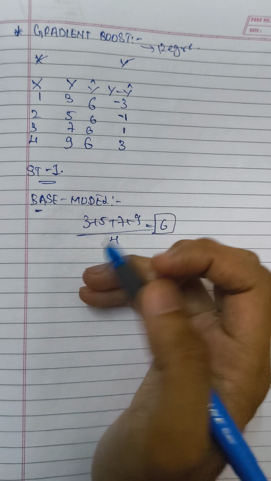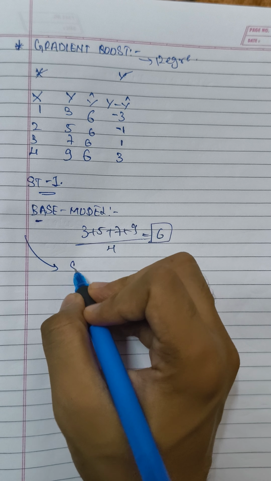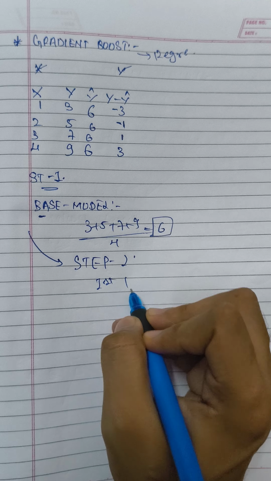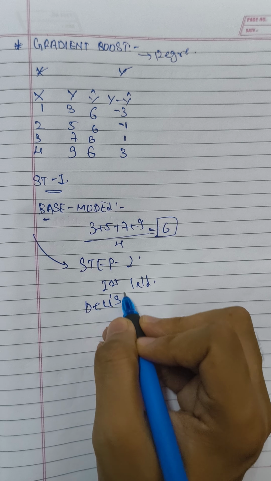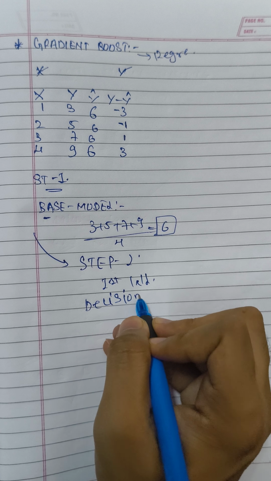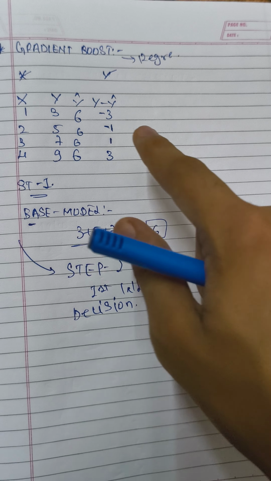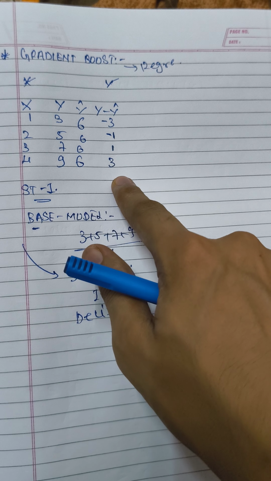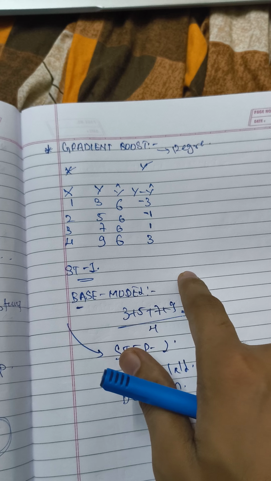Now we will come to our weak learner, that is step 2. Our first weak learner will be a decision tree. The work of our weak learner is not to predict the true values of the data points, but to update the residuals so that the residual, that is the error between the true and the predicted value, becomes less.